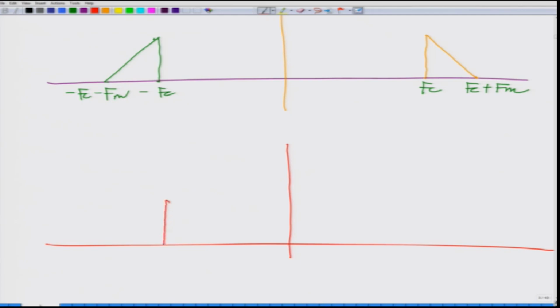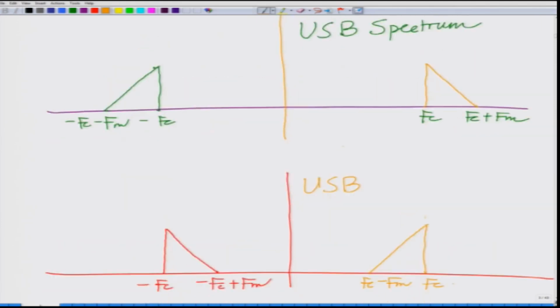So, that will be minus FC to minus FC plus FM, and it will be a symmetric component on the positive side. So, it will be FC minus FM to FC. All right. So, this is the USB spectrum, this is the LSB spectrum.